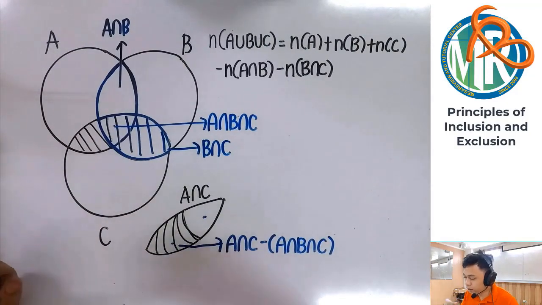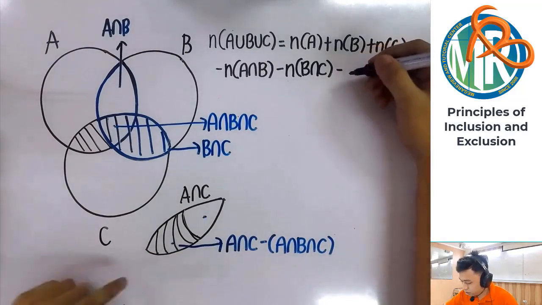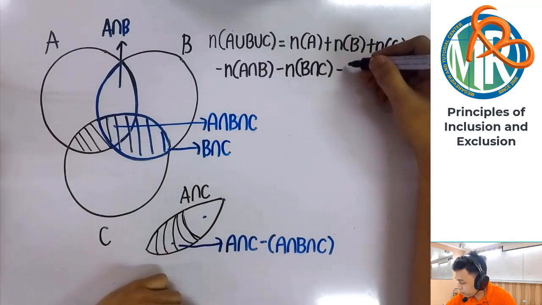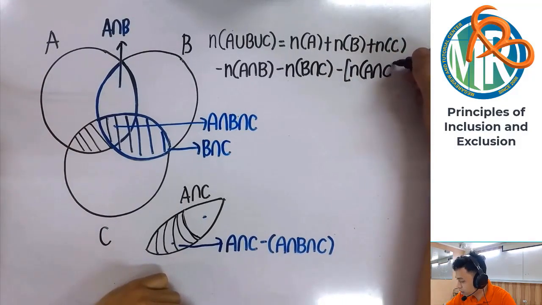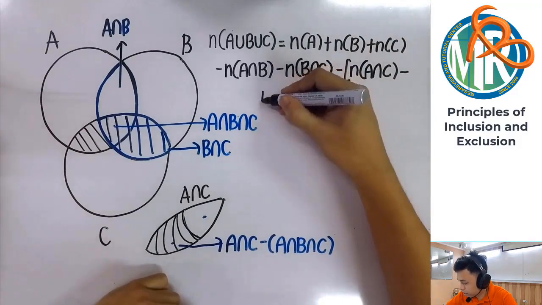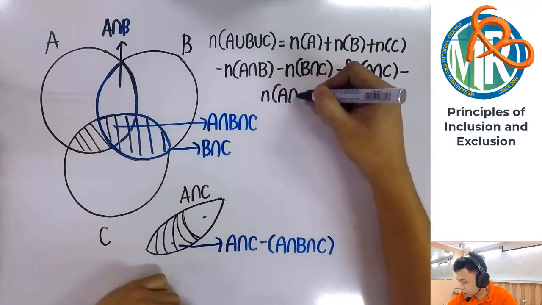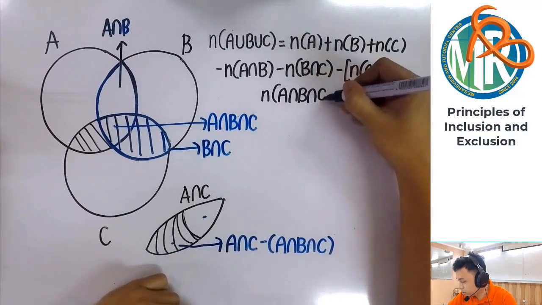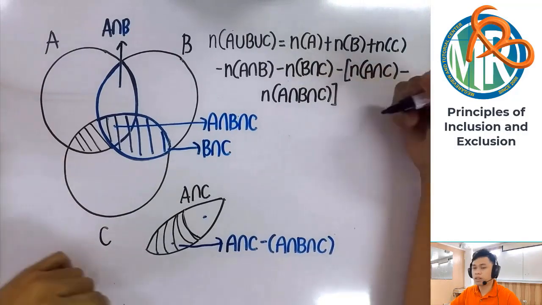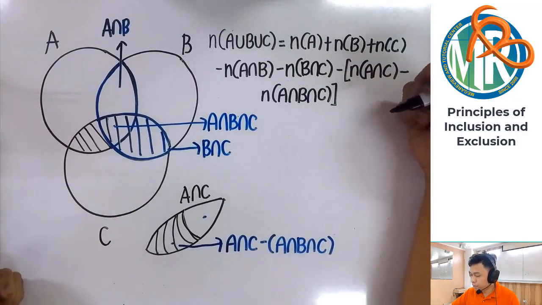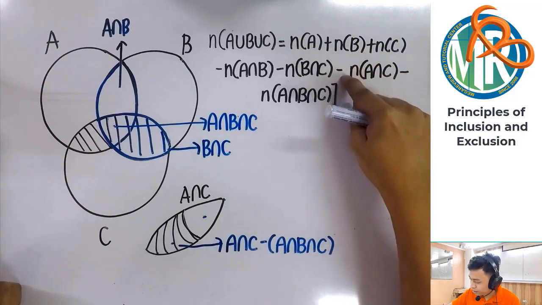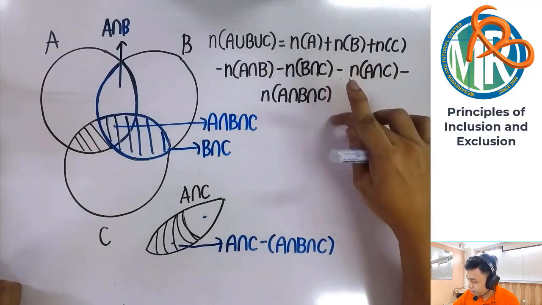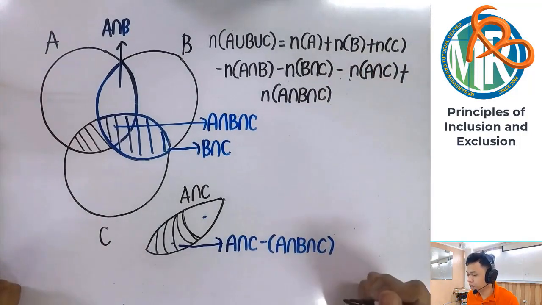So, lagay natin dito sa equation natin. This will be minus. So, itong area na to is equal to this, no? This is N of A intersection C minus N of A intersection B intersection C. Okay. So, bali guys, makikita natin dito sa equation na to na parang may sinusunod siya na pattern, di ba? So, tanggalin ko tong bracket na to. So, distribute natin ito minus. So, this will be plus na, no?